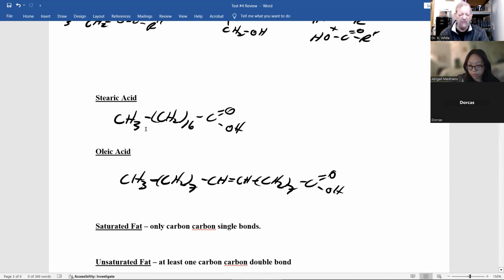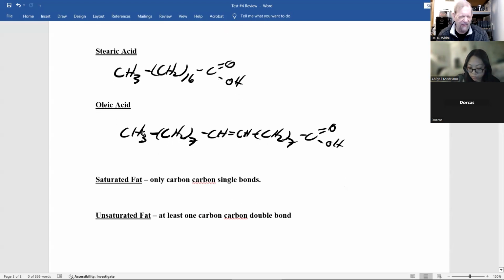All carbon-carbon bonds are single bonds. And instead of writing out 16 times CH2, I'm now using the parenthesis CH2 close parenthesis 16. 16 plus 2, 18 carbons. Now, I said 16 before, it should be 18 carbons.